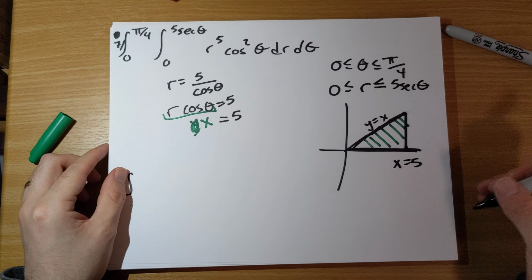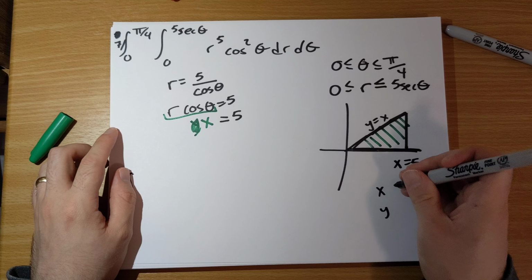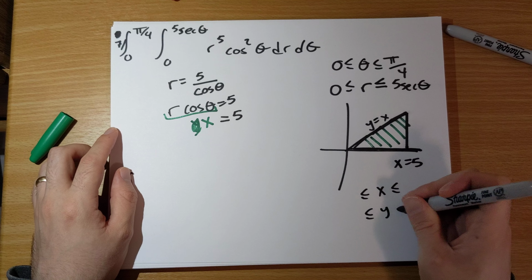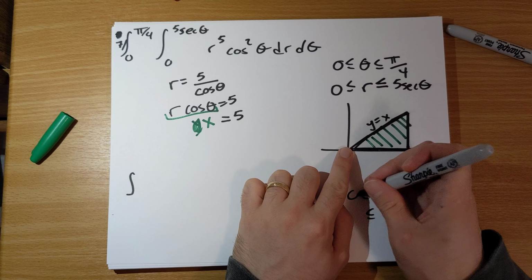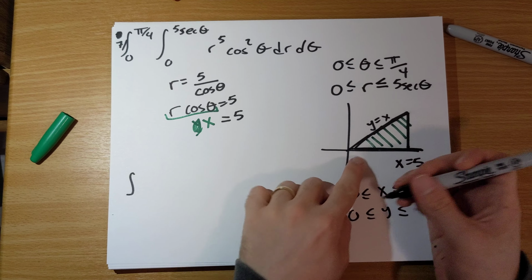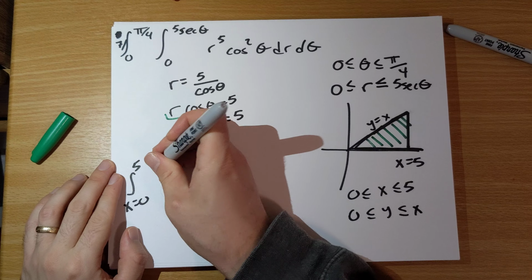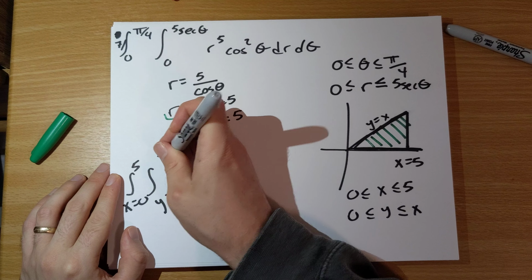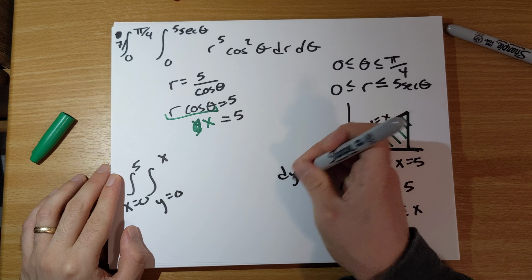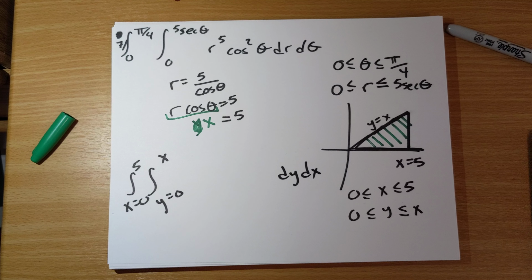So the bounds here in terms of x and y are going to be: x runs from 0 to 5, and y for a particular value of x runs from 0 to x. x runs from 0 to 5, y runs from 0 to x, dy dx. Okay, so the last thing we have to do now is to rewrite the integrand.